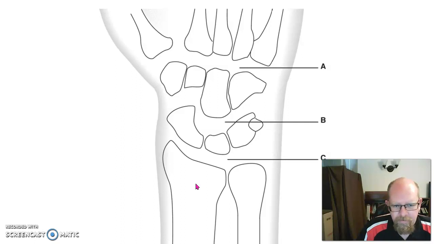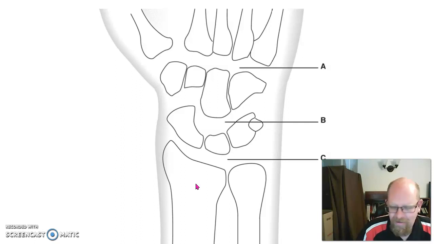Adding on to that, in this picture, we see B, which represents the mid-carpal joint. So it separates the more distal carpals and the more proximal carpals. And yes, you will have to learn the names of the bones. I'll show you on the next slide how to do that.